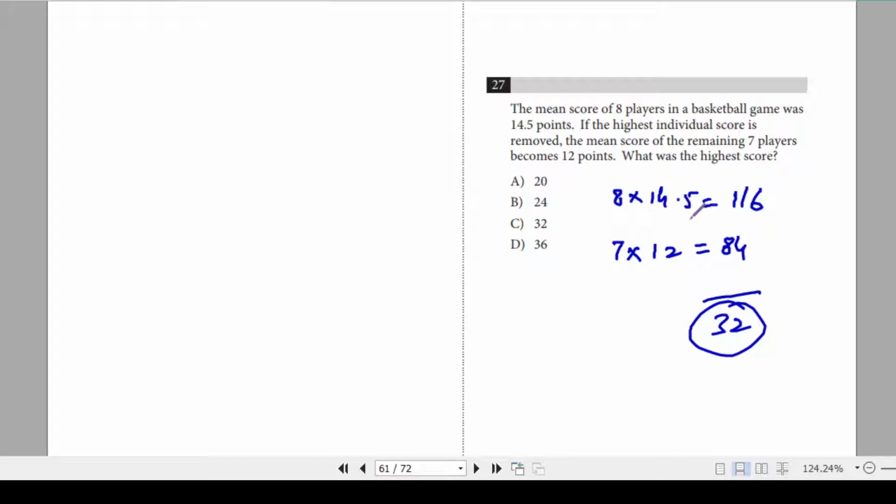So this is the total of 8 players and this is the total of 7 players. So 1, 2, 3, 4, 5, 6, 7, 8. So the sum of 8 players subtract the sum of 7 players, what you have is the 8th player. So that's 32. We completely discussed this thoroughly in averages. If you have no idea how to do it, go to the average topic. You will be well acquainted with this topic then.